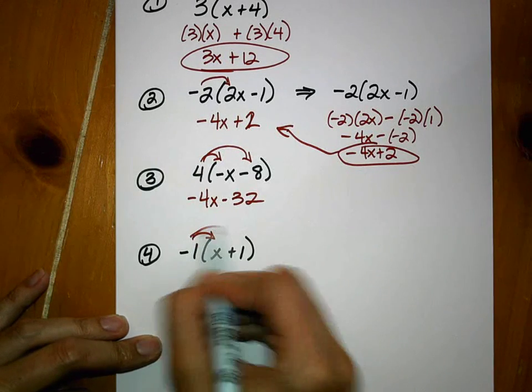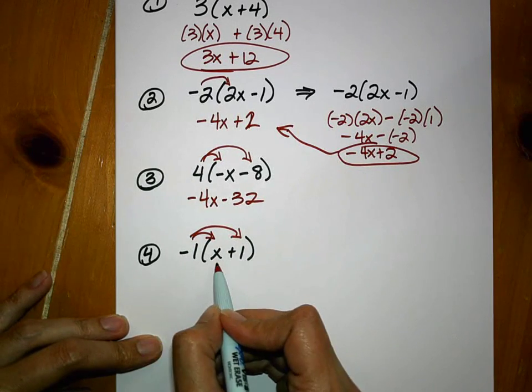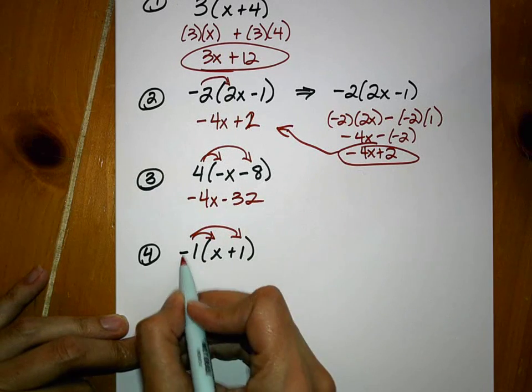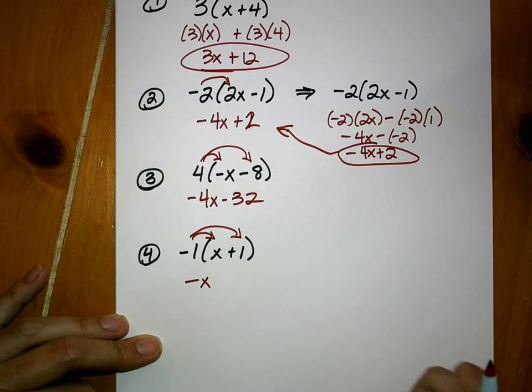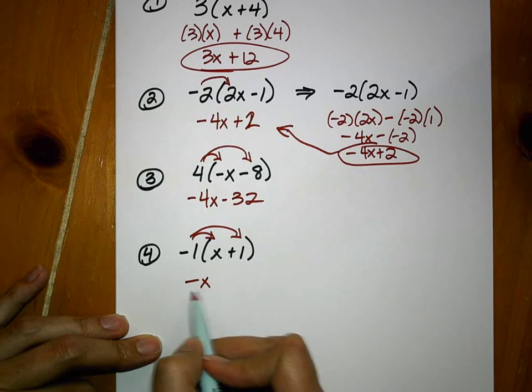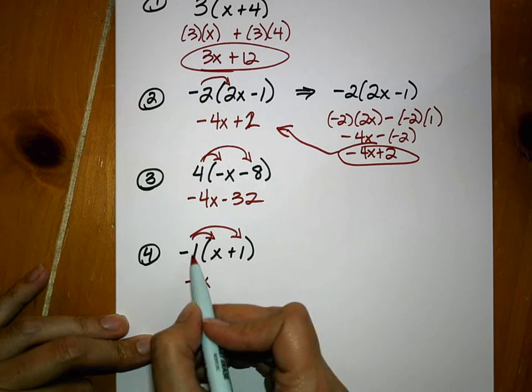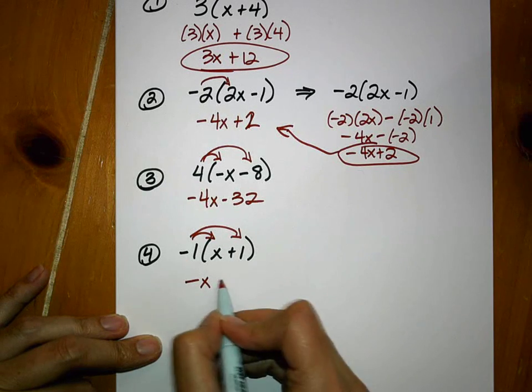One more time, last one. Negative 1 times this quantity of x plus 1. Negative 1 times x gives us a negative x. You could put a 1 there, but we just don't. We're lazy. So it's really a negative 1x when the x is by itself. And then negative 1 times a positive 1, which is negative 1.